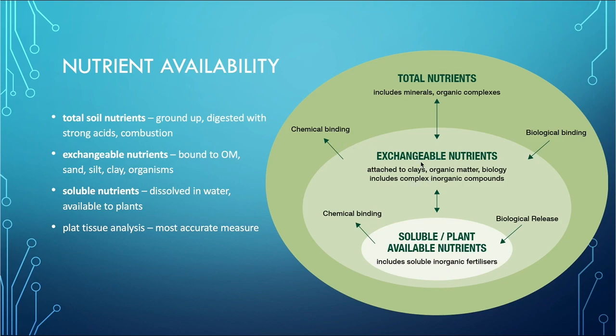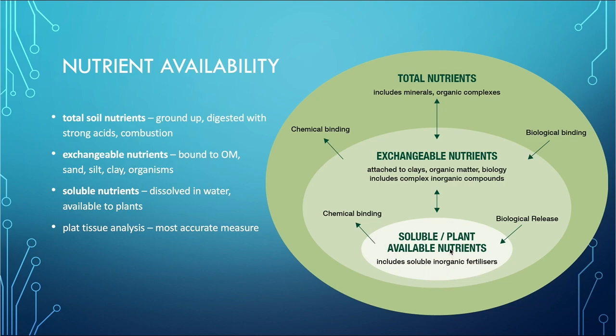And this is in a diagram showing exactly that, where we have total nutrients, and that's minerals and organic complexes that are present that we can test for. Then the exchangeable nutrients that are attached to sand, silt, clay, organic matter, and the biology and inorganic compounds, and they can be released. These pools can change depending on the microbes moving nutrients into this exchangeable pool. And then from the exchangeable pool, nutrients potentially stay there or go into the soluble plant-available nutrient pool. And that's where this is interesting. And also that's where fertilizers are applied to increase that pool.